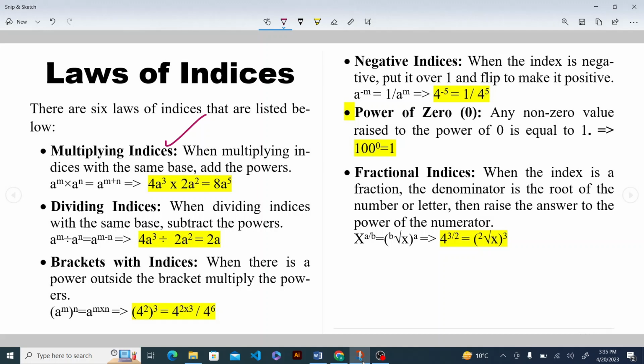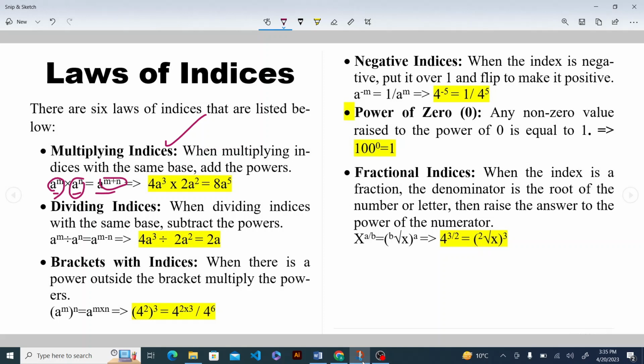means when there are two numbers in index form, a raised to power m and a raised to power n, and we multiply these numbers, these both index form numbers, then their powers will be added.